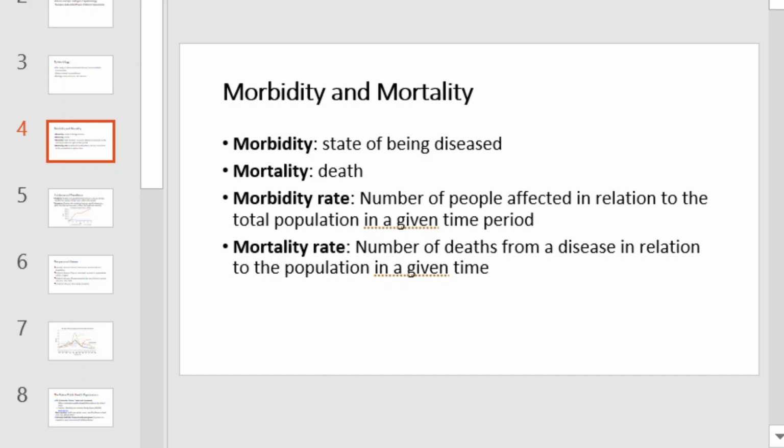Morbidity and mortality. Morbidity is the state of being diseased, while mortality is death. Your morbidity rate is the number of people affected in relation to the total population in a given time period. Your mortality rate is the number of deaths from a disease in relation to the population in a given time.